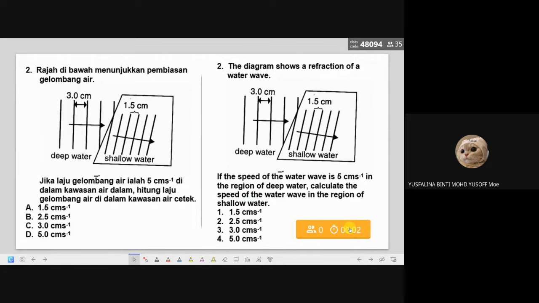What is the formula for refraction, if you want to calculate the speed or the wavelength for the deep or shallow region? I give you the formula: V1 lambda 1 equals V2 lambda 2.